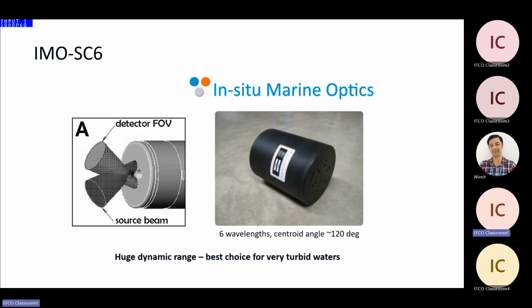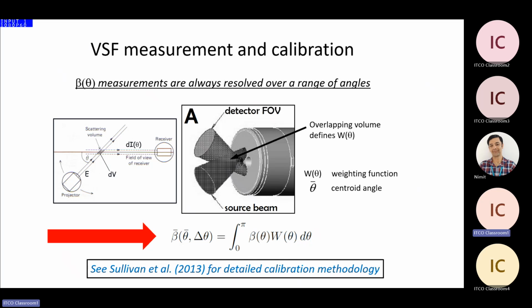So this guy, Matt Slivkov, coming tonight, he's president, or co-president, of In Situ Marine Optics, and they've developed their version of the ECO that has 6 different wavelengths and has a much, much larger dynamic range and some better optics, to be honest, too. But it's a very good choice, especially if you're operating in very turbid to very, very clear waters, because it can really resolve that full range.